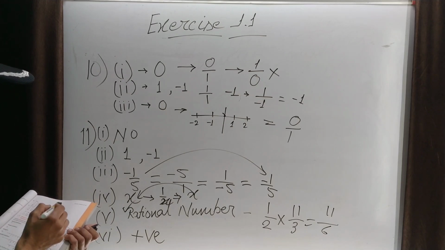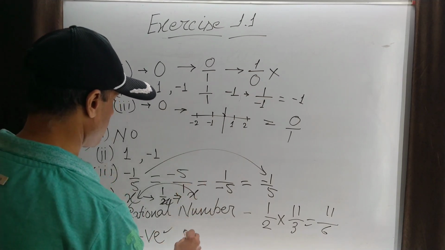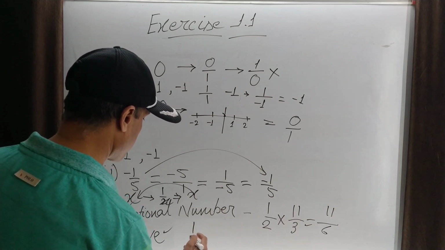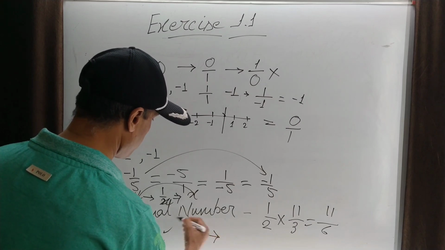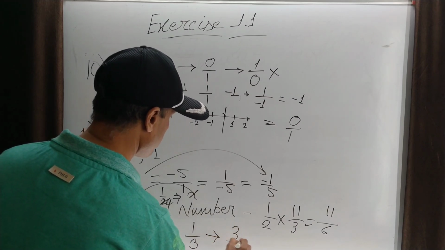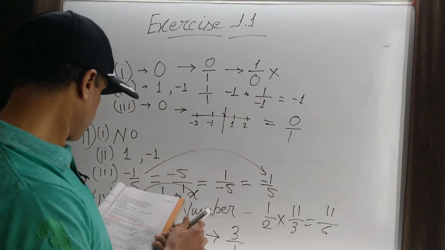Okay. The reciprocal of a positive rational number is always a positive rational number. Right? Like 1 by 3 is a positive rational number, and the reciprocal of it is 3 by 1. This is again a positive rational number.